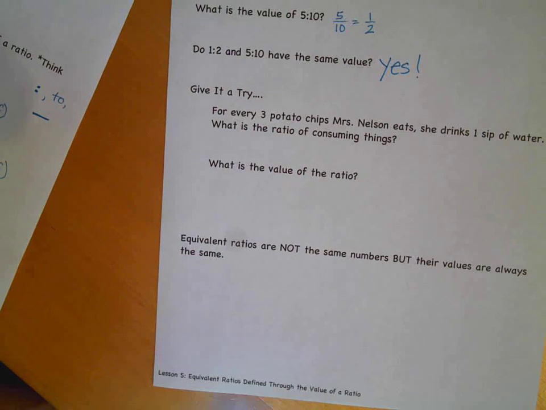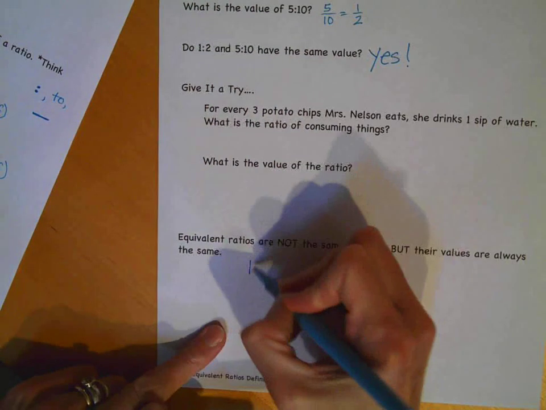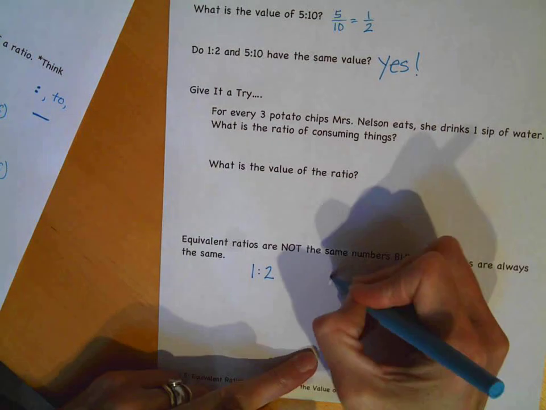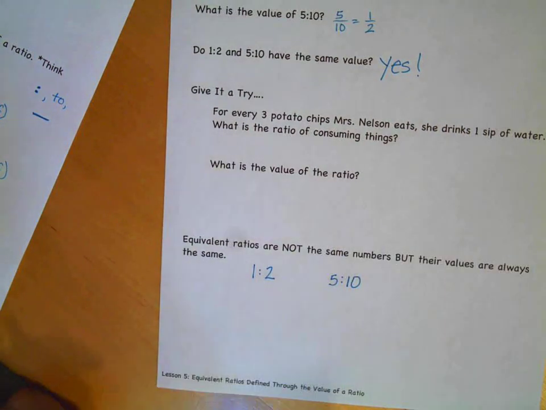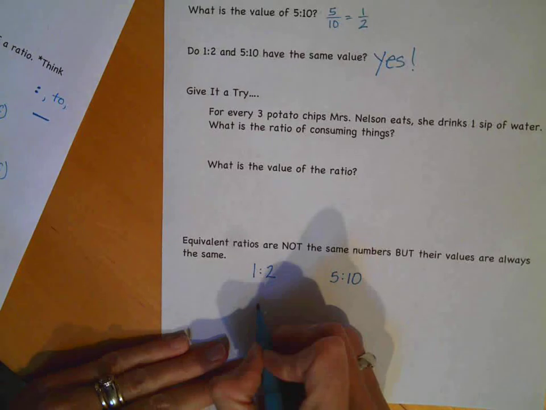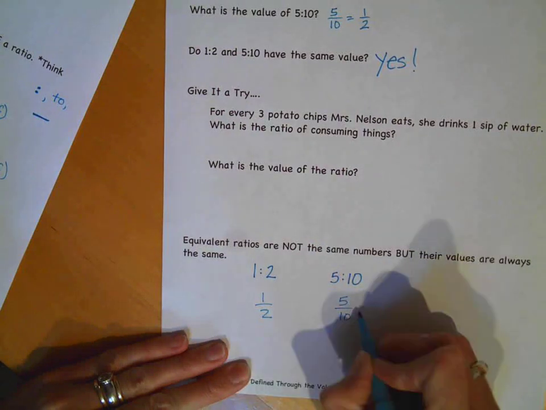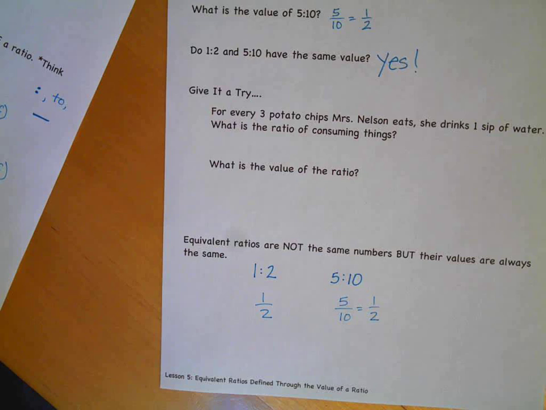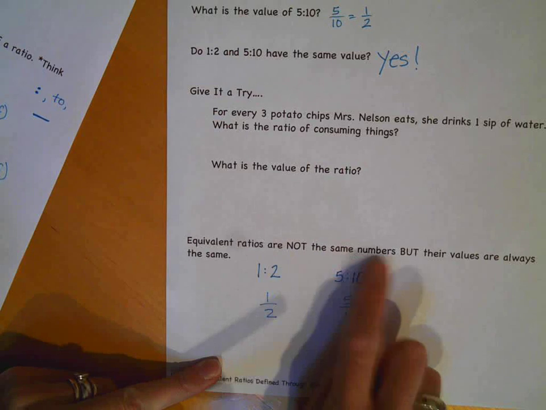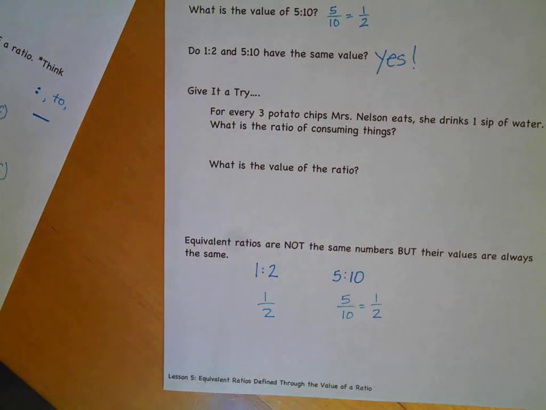And then the last thing says equivalent ratios are not the same numbers, but their values are always the same. Look, 1 to 2 is not the same numbers as 5 to 10. Those numbers are not the same at all. However, their values are the same, because 5 to 10 can be simplified to 1 to 2. So their values are always the same, but their numbers are not the same.